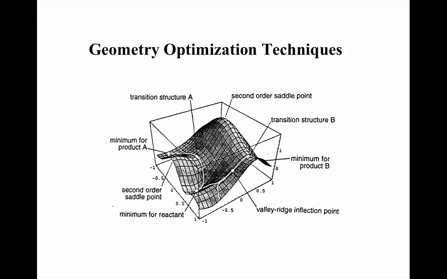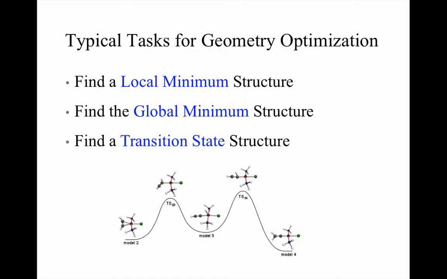This video contains a very brief introduction to geometry optimization techniques. Typical tasks for geometry optimization would be either to locate a minimum structure. It could be, for example, the structure here. It could be to find the global minimum structure. That would be this one here in the drawing. Or it could be to locate even a transition state structure, either this one here or that structure that we have over here.